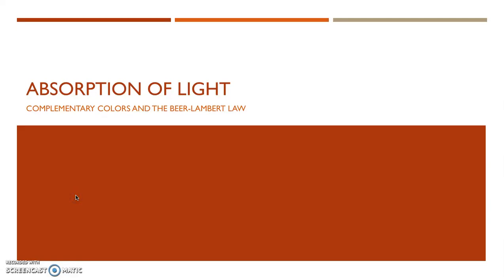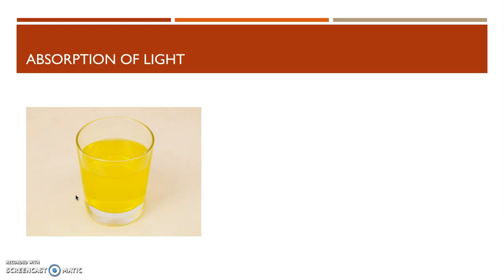In this lab, we're going to be using the absorption of light to make a calibration curve. So we need to understand complementary colors and the Beer-Lambert law. If we have a yellow drink or a yellow solution, the light that's passing through that solution is allowing yellow wavelengths of light to reach our eyes. It is not allowing other wavelengths of light to reach our eyes.